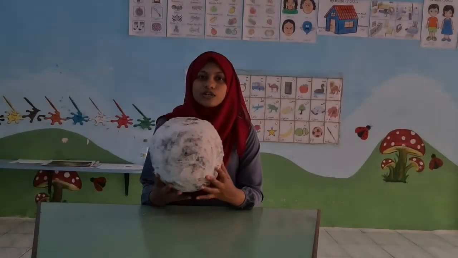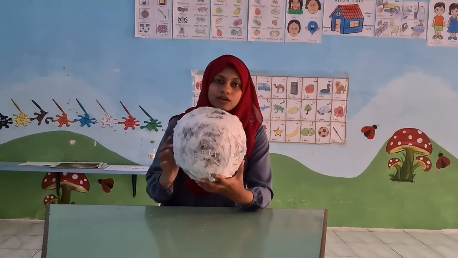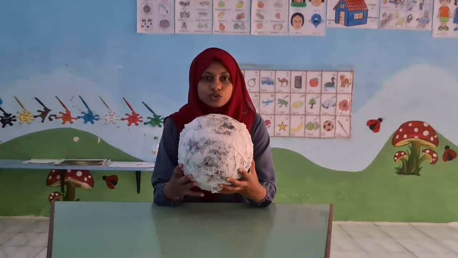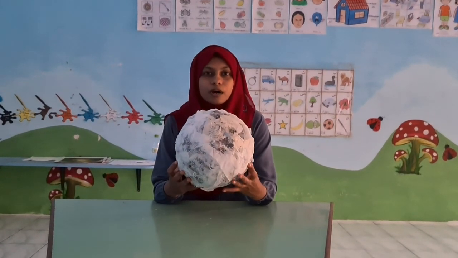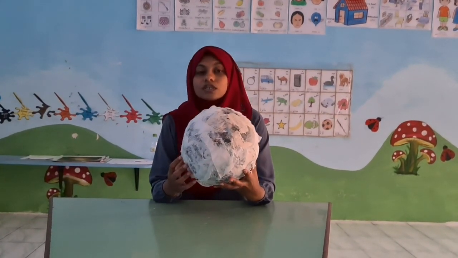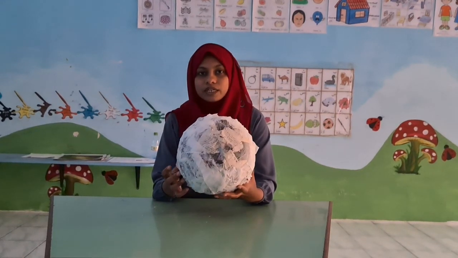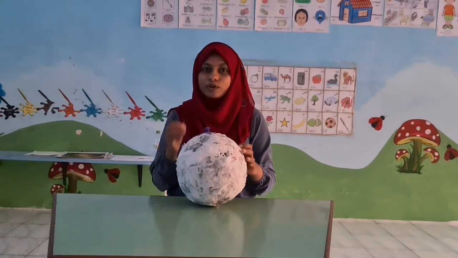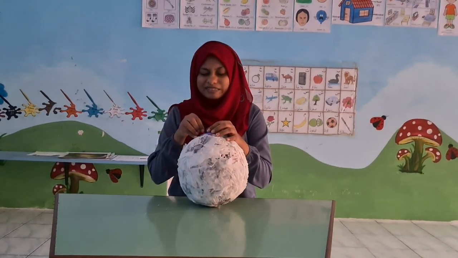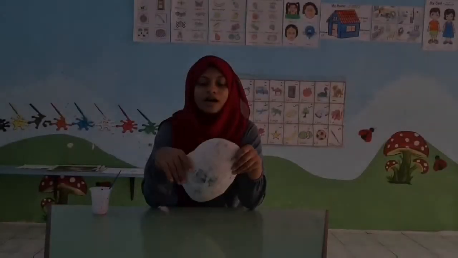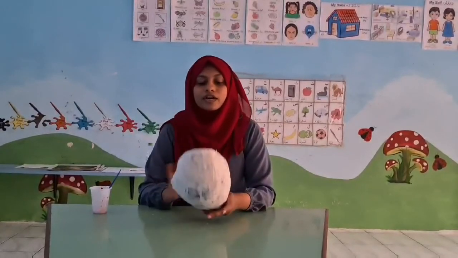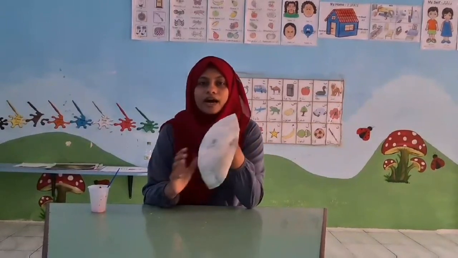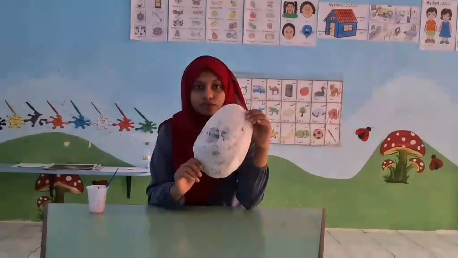Okay students, so now we have completed 3 layers of the balloon. Now it has become harder. So what we are going to do is pop out the balloon. You can use a needle or any sharp object to pop the balloon. I am going to use a needle to pop it. Okay student, now I have cut out the balloon into half, and I have taken one half to make the mask.